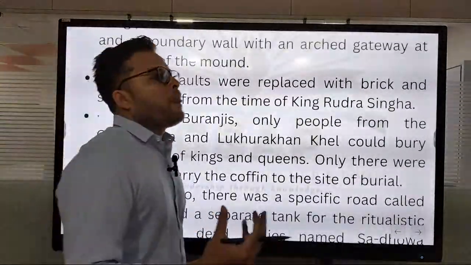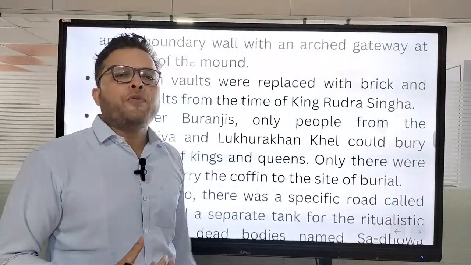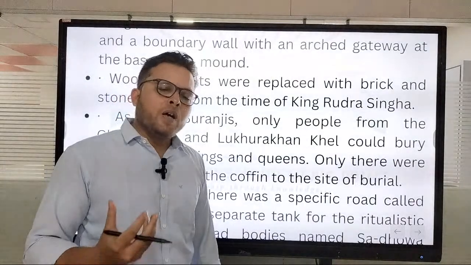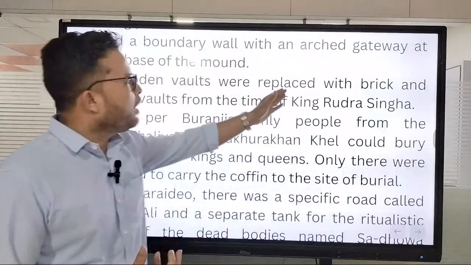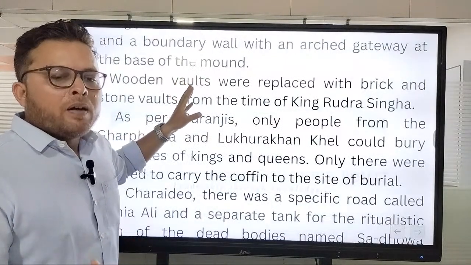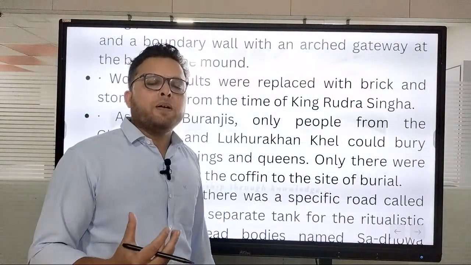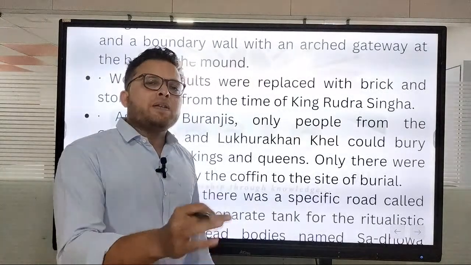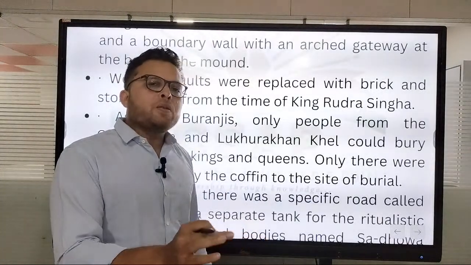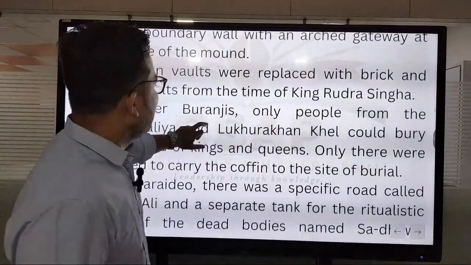Now, if we go by the Ahom Buronjis, they also say that earlier the walls or the chambers used to be made of what? Earlier the walls or the chambers were made of wood. They were the principal building material of the vault or the chamber. The principal building material got replaced with brick and stone from the time of the great Ahom king Rudrosingha.